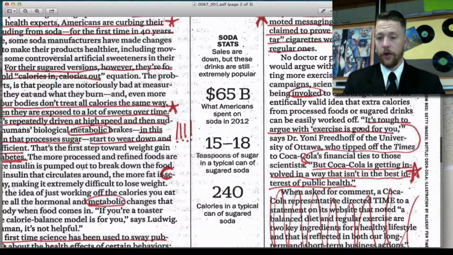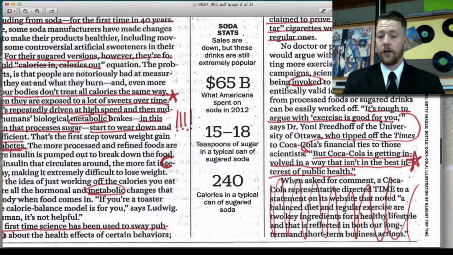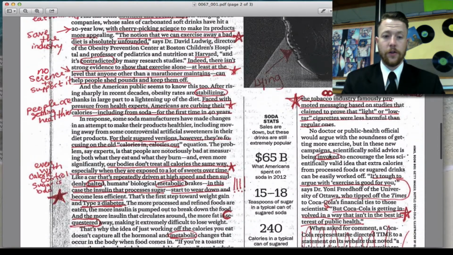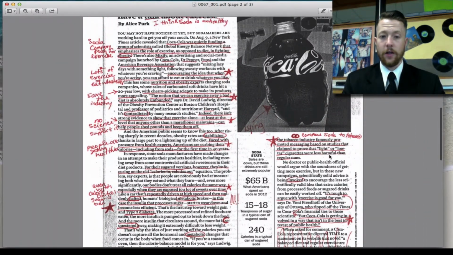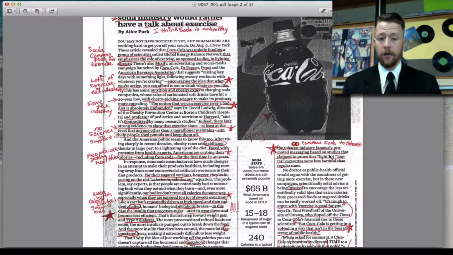And then I concluded the last paragraphs connecting a quote. It's tough to argue with exercise is good for you, which is the soda company's claim, but Coca-Cola is getting involved in a way that isn't in the best interest of public health. And that comes up multiple times in multiple ways throughout the article. So that's basically how I went through and annotated the text. I found that I would be able to teach this to students as far as the process. It's fairly manageable. I can guide them towards an understanding, and they can find all the essential details.